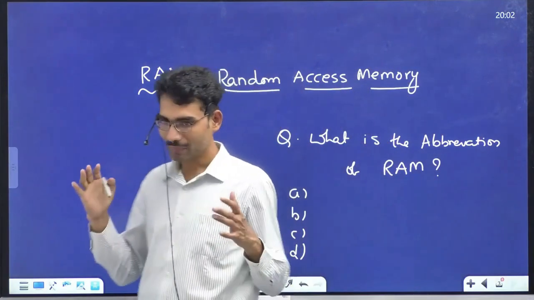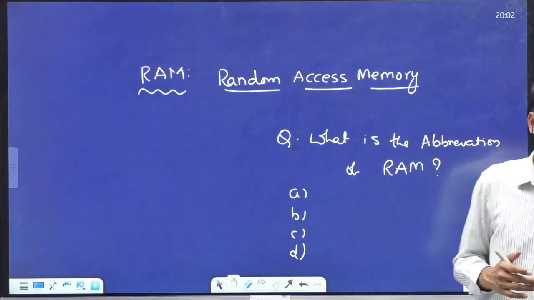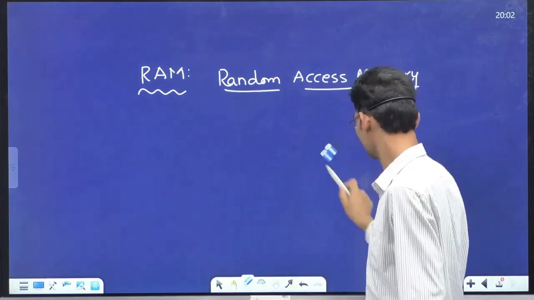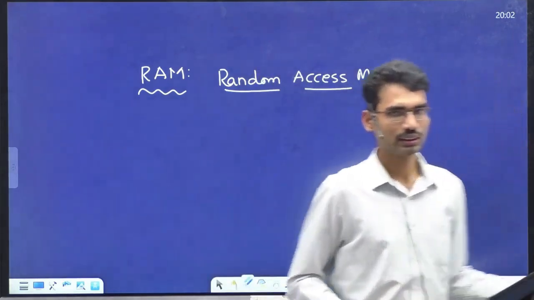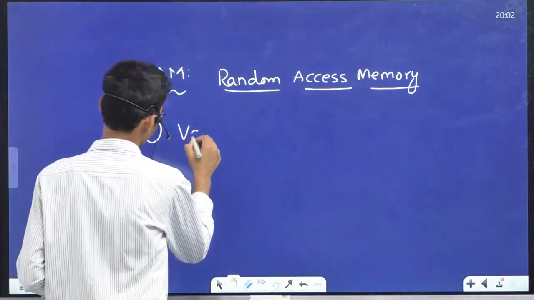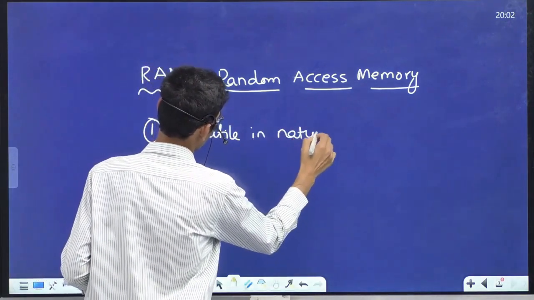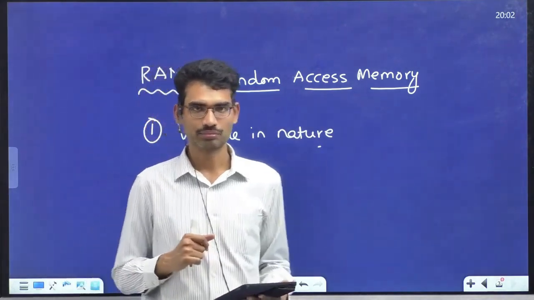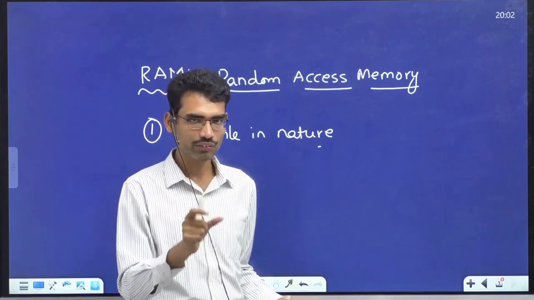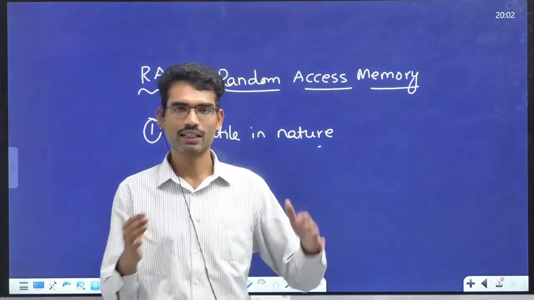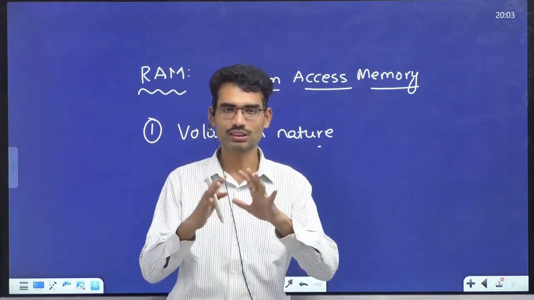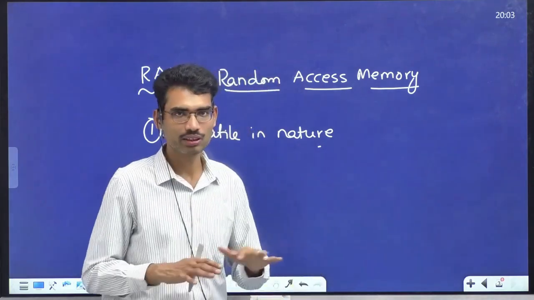Now, when it comes to permanency, whatever instructions we are writing to this, will they be there permanently? No. Some of the characteristics of random access memory is that it is volatile in nature. Volatile in nature means once you switch off the power, whatever instructions are there in the memory, they will be erased. As long as you keep the power on, this memory unit contains some kind of signals, ones and zeros, digits. Once you switch off, it vanishes.